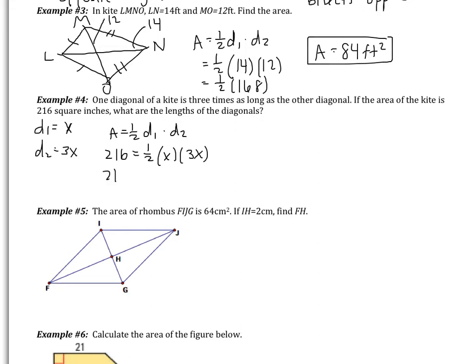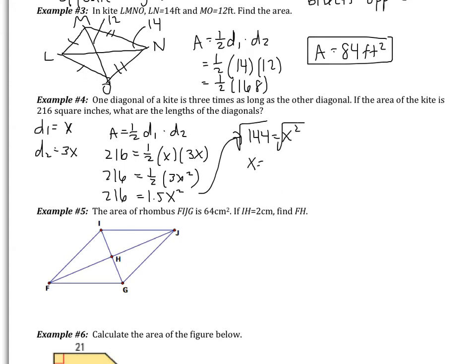So I have 216 equals 1/2. X multiplied by 3x is 3x squared. Now I'm going to multiply the 1/2 and the 3, and I get 1.5x squared, and then 216 stays. Now I'm going to divide both sides by 1.5. I get 144 equals x squared. If I take the square root, hopefully you remember that the square root of 144 is 12.